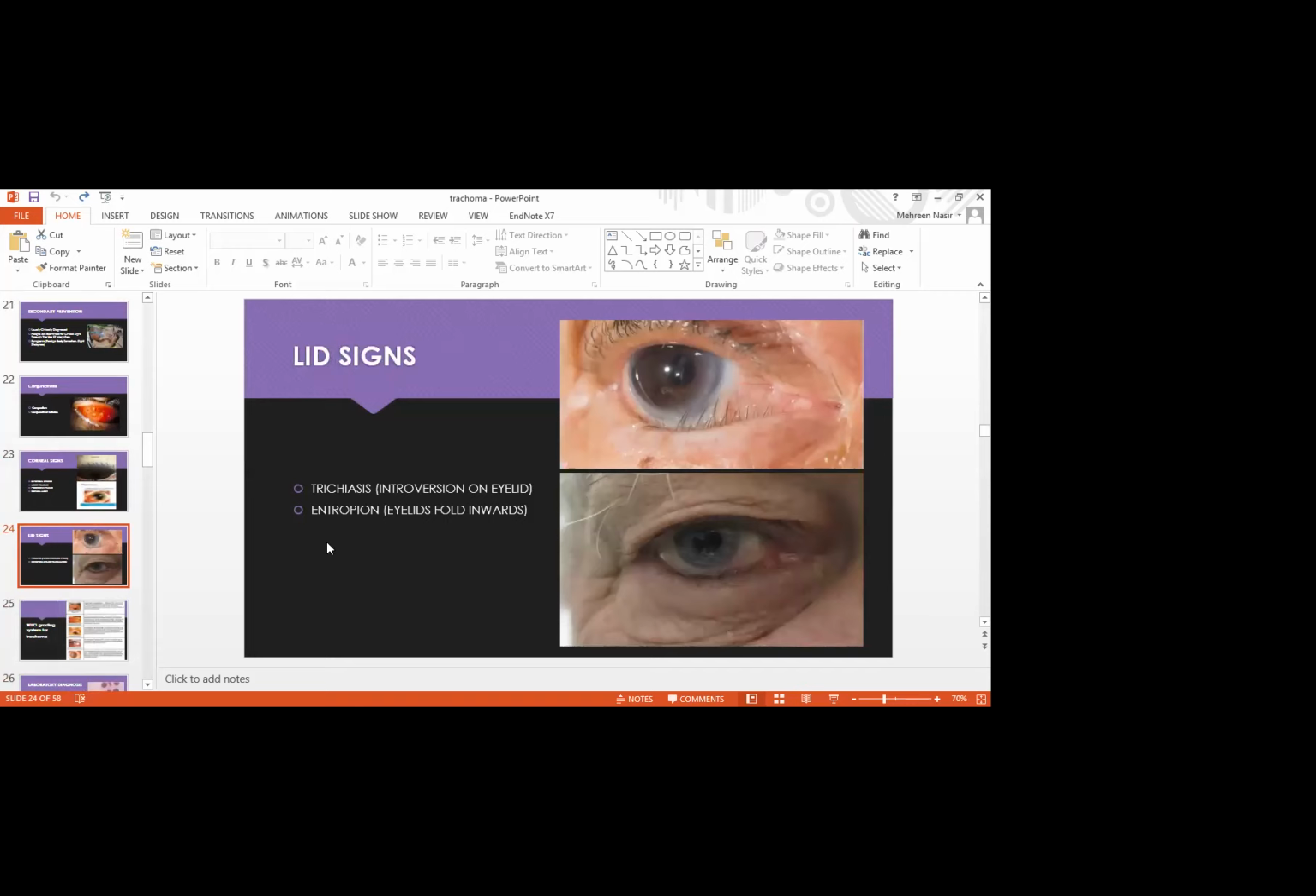Last are the lid signs, which include trichiasis, which is the inversion of the eyelid, and entropion, in which eyelids fold inward. This disease stage requires corrective surgery, and if not treated on time, this can lead to blindness.